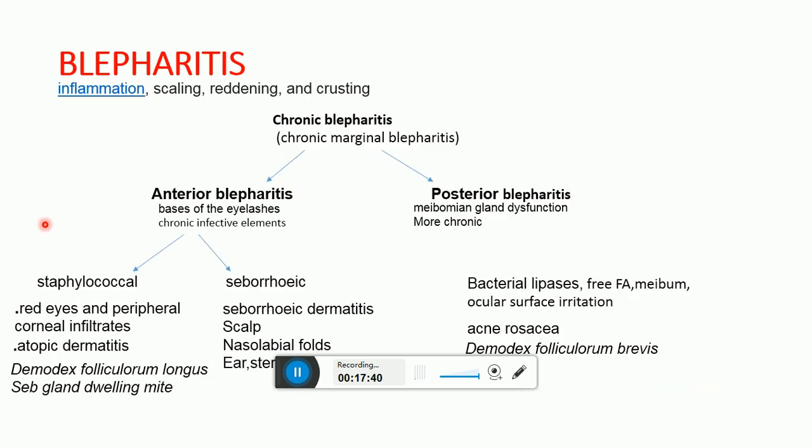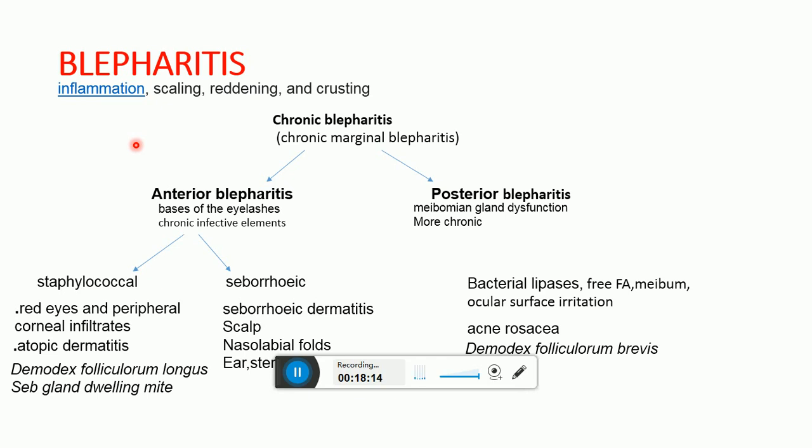Blepharitis, chronic marginal blepharitis. It is a common cause of ocular discomfort and irritation. The poor correlation between symptoms and signs, and the uncertain etiology and uncertain mechanism of the disease process, all combine to make the management of blepharitis difficult.